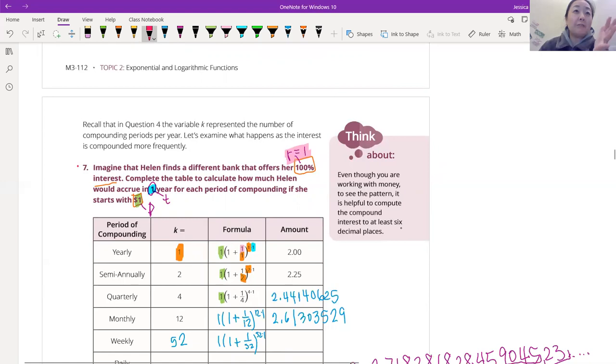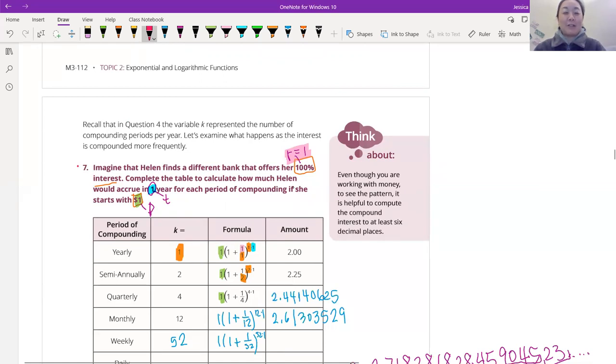So imagine that Helen finds a different bank that offers her 100% interest, right? So 100% interest means it's going to double my money. Do you see why there's no bank that's going to do this? You're going to lose all the money, right? Unless the person who's loaning it to you is, I don't know, your mom, or your dad or your grandma or whoever, right?